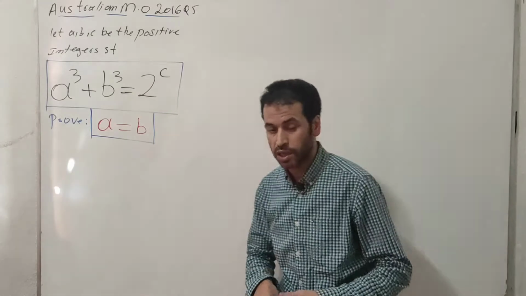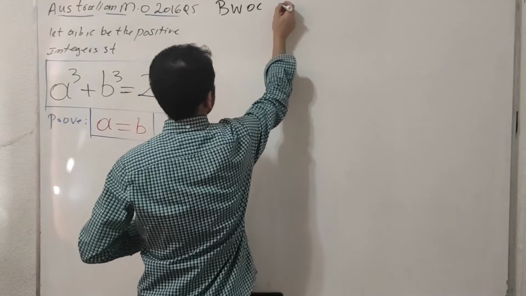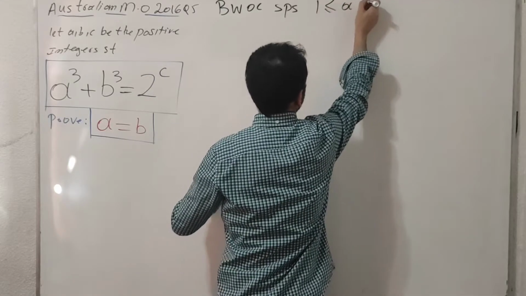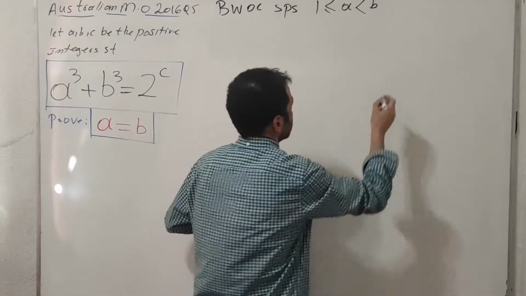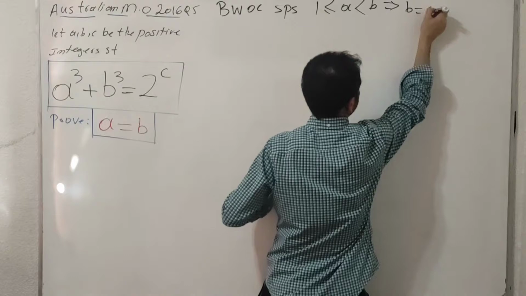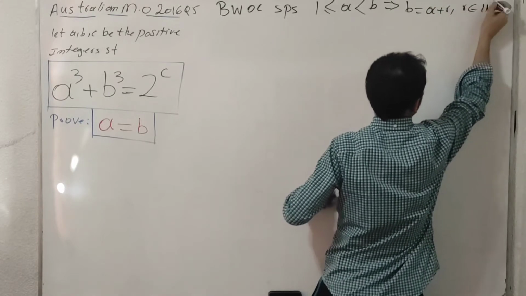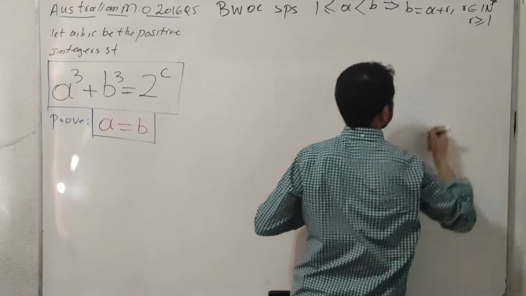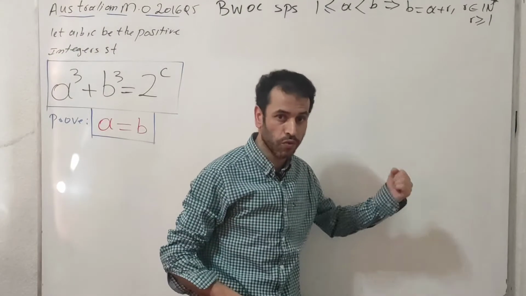Okay, let's get into the solution now. By way of contradiction, suppose a is greater than or equal to 1 and a is strictly less than b, because we have positive integers. So this tells us b equals a plus r, where r is a natural number, r greater than or equal to 1. By using this assumption, in the end we are going to find a contradiction.